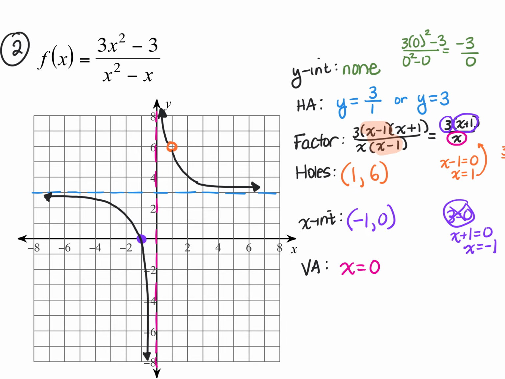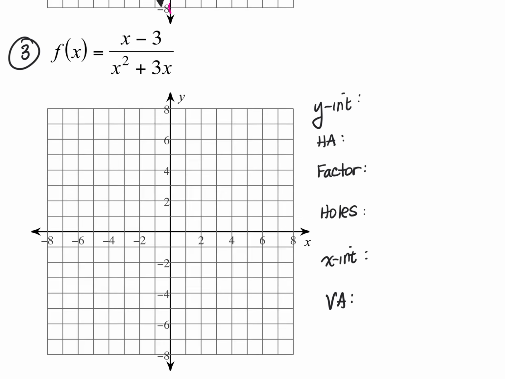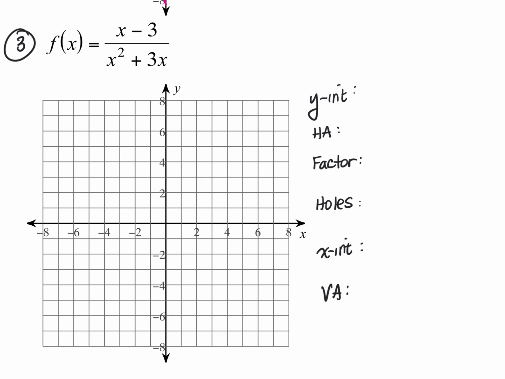All right, one more. So one more, let's see. We've got x minus 3 over x squared plus 3x. First step, let's find our y-intercept. Plug in 0 for all of our x's. And that's going to give us 0 minus 3 over 0 squared plus 3 times 0. Once again, we get something like this, negative 3 over 0. And just like in the previous example, we know that when we get something undefined, that means that that thing does not exist on our graph.